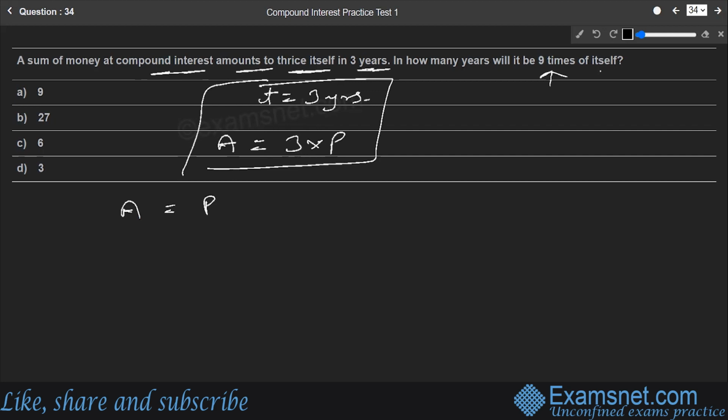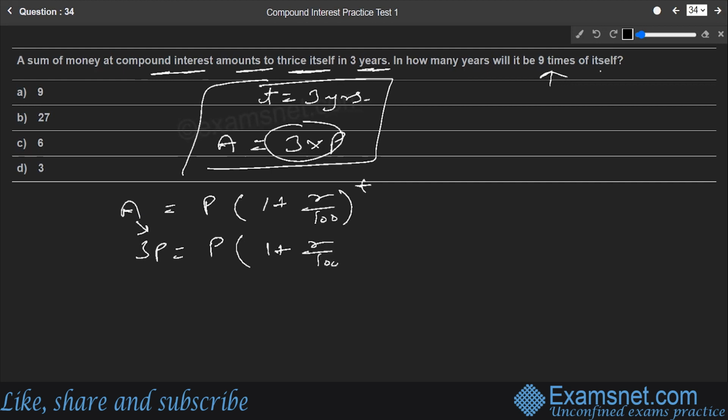What is the formula of amount we have? The formula of amount is principal (1 plus r over 100) to the power time. So for amount, we can replace amount as 3p. So 3p is equal to principal, which is p as it is, 1 plus r over 100 to the power 3. Amount has been replaced as thrice the principal. So here p and p get cancelled. So 3 is equal to (1 plus r over 100) whole cube. This is what we get.